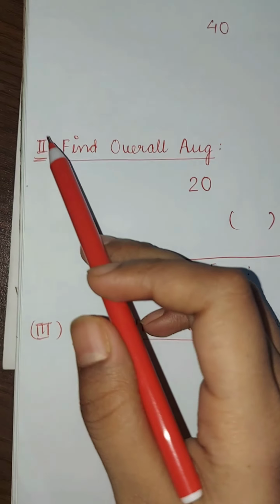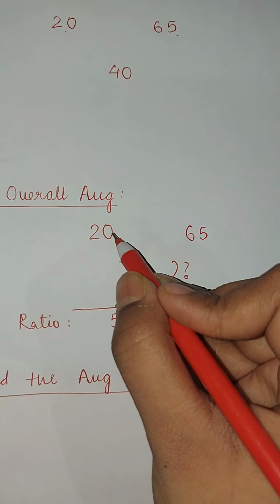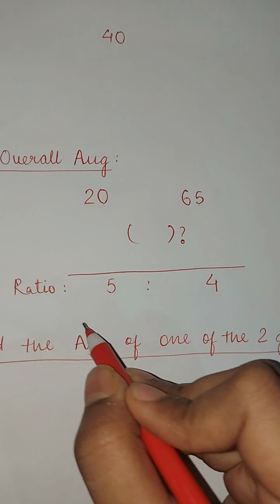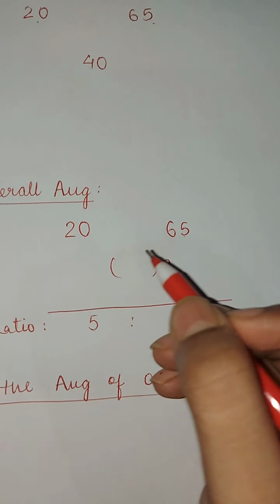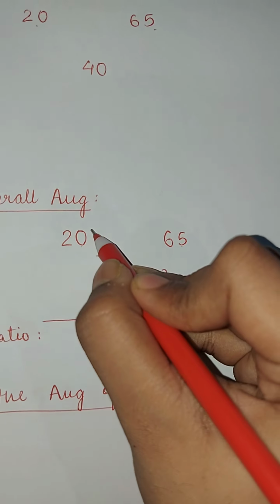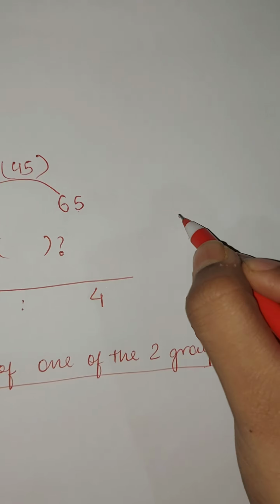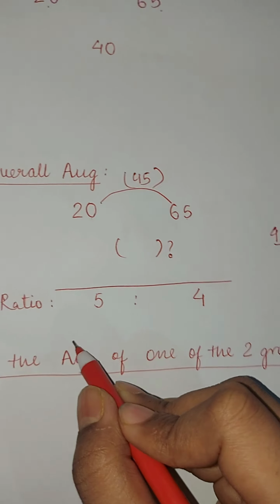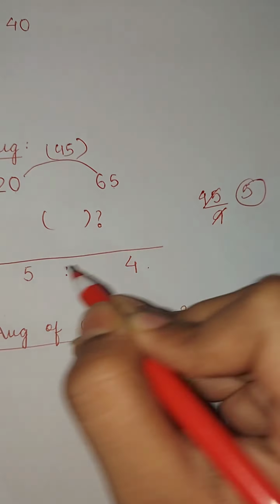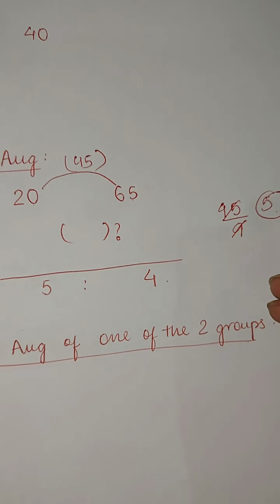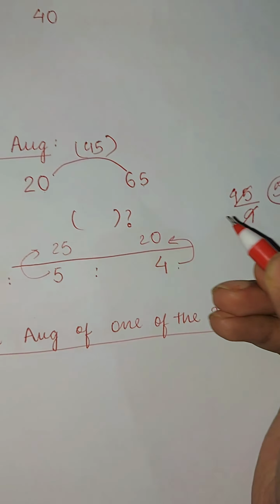For the second case, where we are supposed to find the overall average, we will be given the average of the first and the second group, and we will also be given the ratio in which these two groups are added. So for this case, first we will find the difference of these two averages, which is 45. Now we will divide this 45 by the sum of the ratios, 5 plus 4, 9, which gives us 5. Now we will multiply this 5 on both sides, which will give us 25 and 20 here.